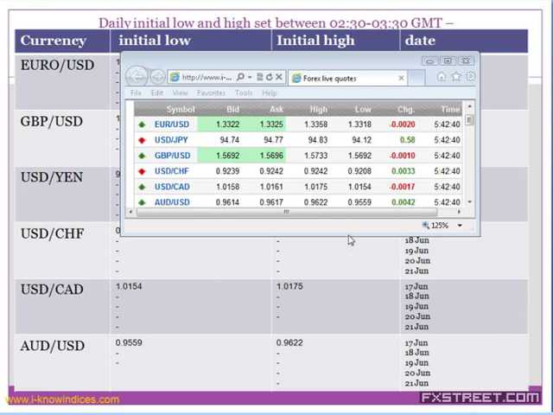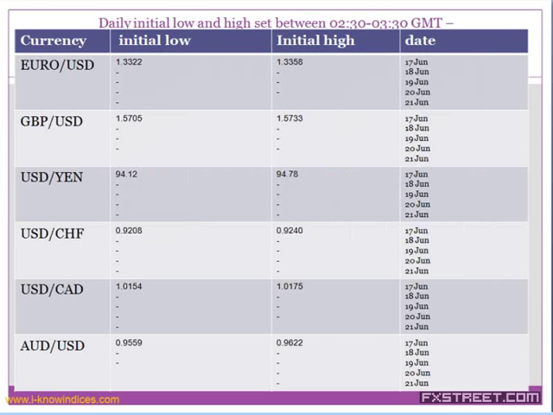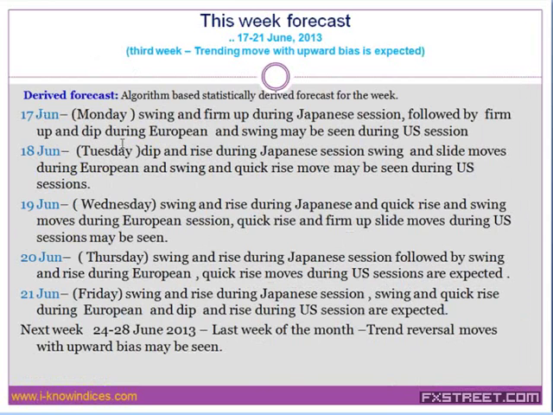Okay, no more questions. So let me just explain to you the expected market moves for this week. So 17th, they are expected to make subdued moves, swing and firm up during Japanese session, followed by a firm up and slide during that of the late European session, and swings during US session.